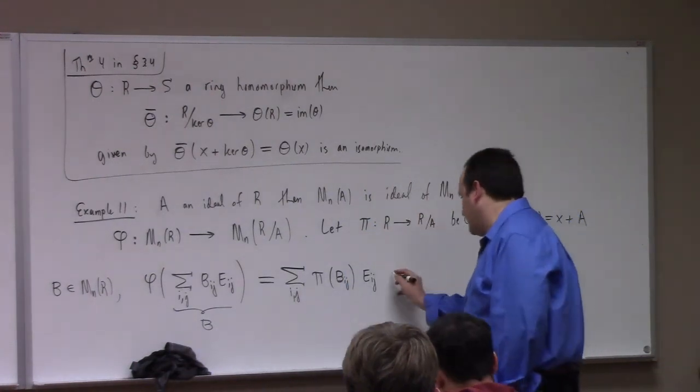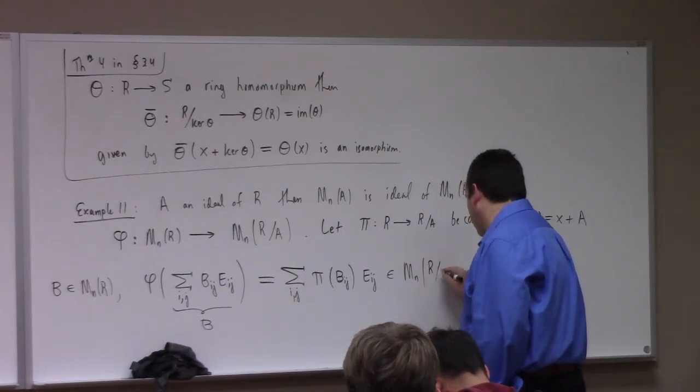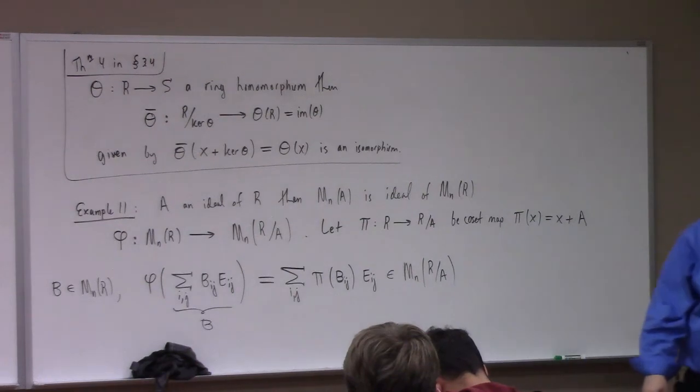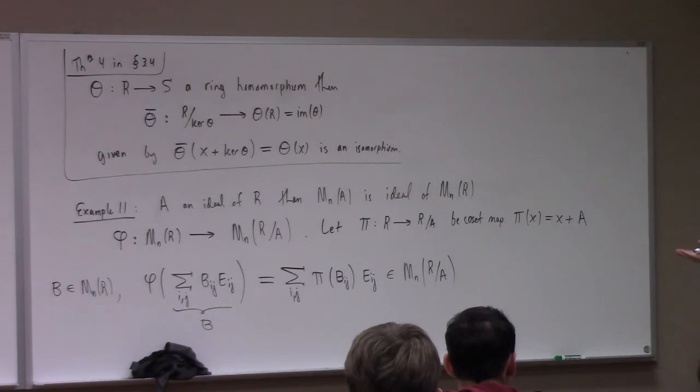This is now an element of the n by n matrices over the quotient, and you can work out that it is in fact a ring homomorphism. It takes a little bit of calculation, but it's easy to do in view of the notation that I introduced for the lemma. It's very straightforward to use that notation to prove it.